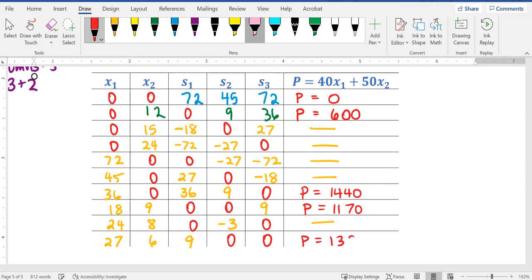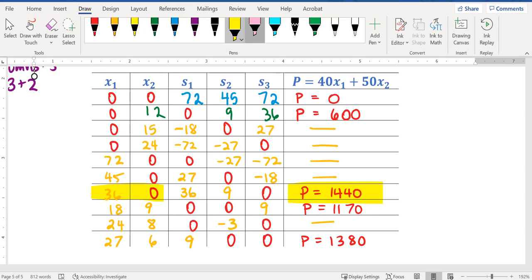Okay, which one's the biggest? This one? Okay, there's our answer. Our objective function is maximized. The maximum value is 1440, which occurs when X1 is 36 and X2 is 0.